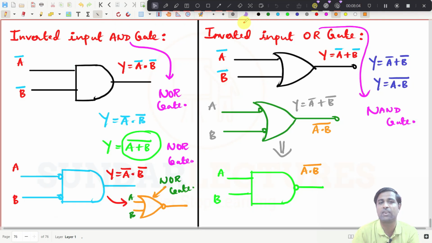And then we went to these two important concepts. What is this one? Inverted input AND gate and inverted input OR gate. An inverted input AND gate is an OR gate, an inverted input OR gate is an AND gate, right? So in tomorrow's class, we will take some expressions and try to implement those expressions with the gates, and then we will go to the next topic, right? So thank you.